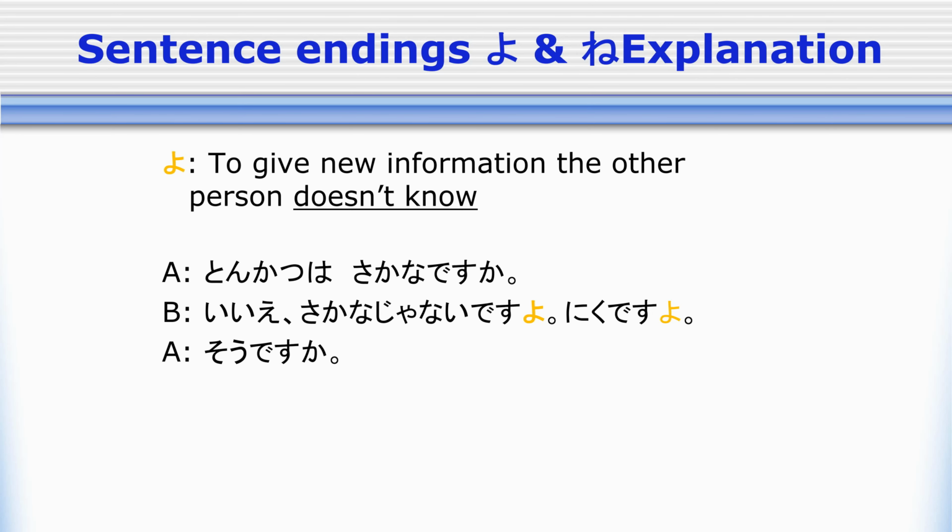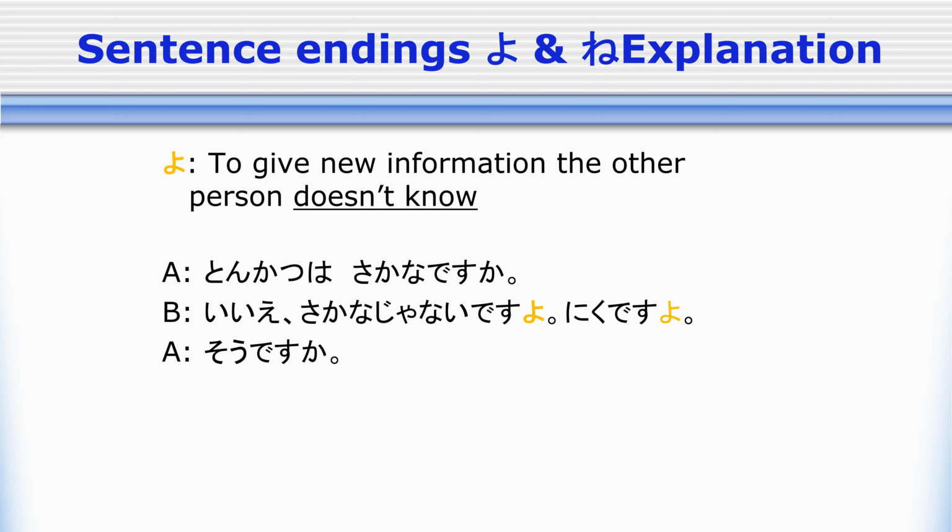So this yo is used to give information that the other person does not know. We use yo to tell somebody something that we think they have no idea about. So this person asks if tonkatsu is fish, and we're telling them, no, it's not fish, it's meat. These are both pieces of new information to the other person. So that's why we use this yo.